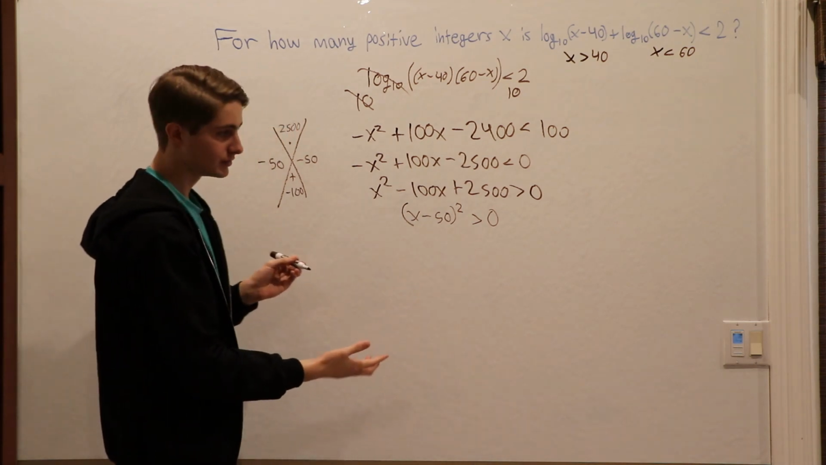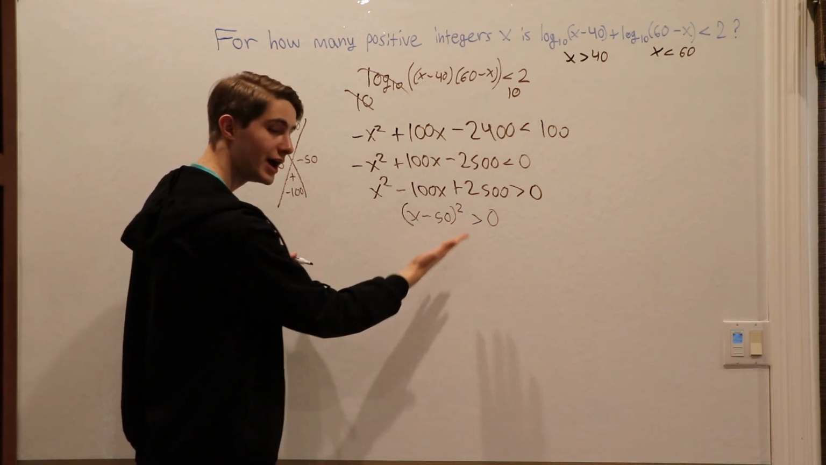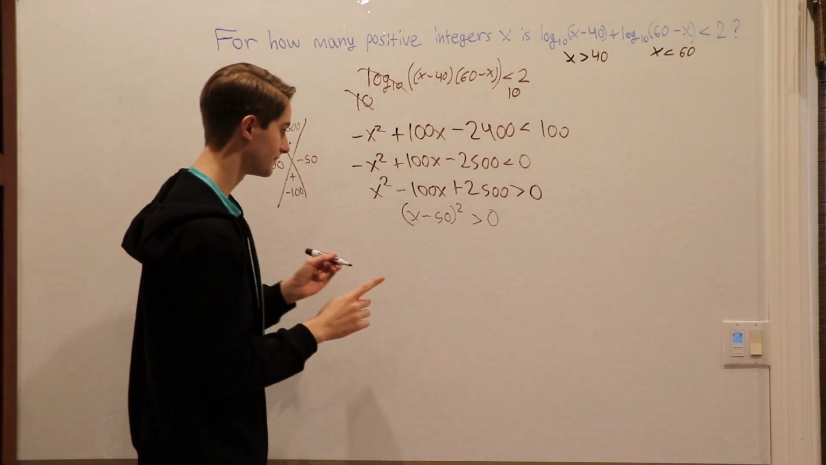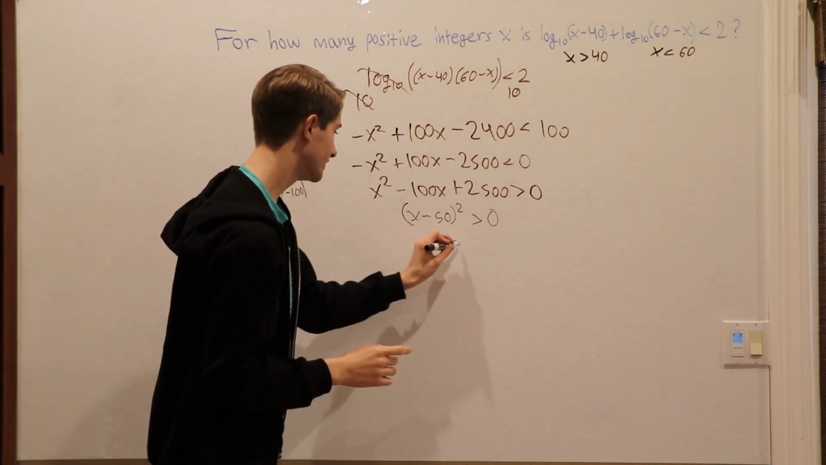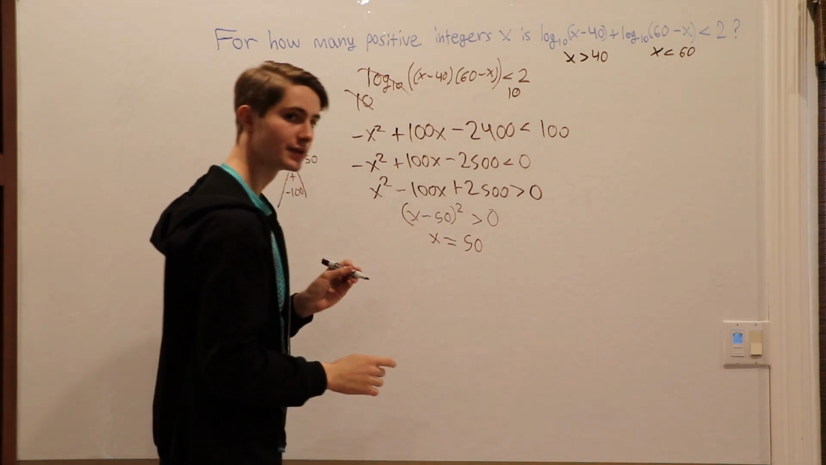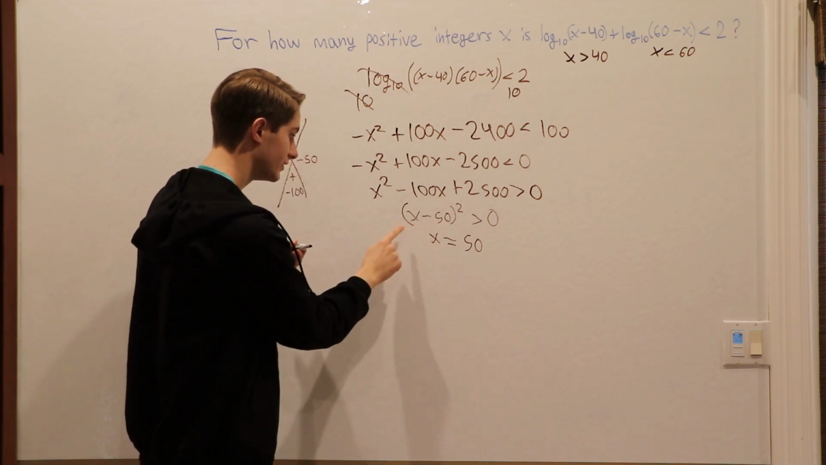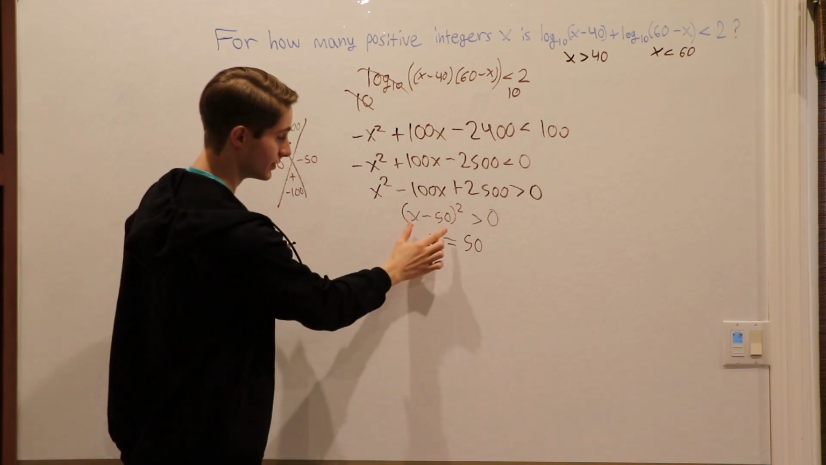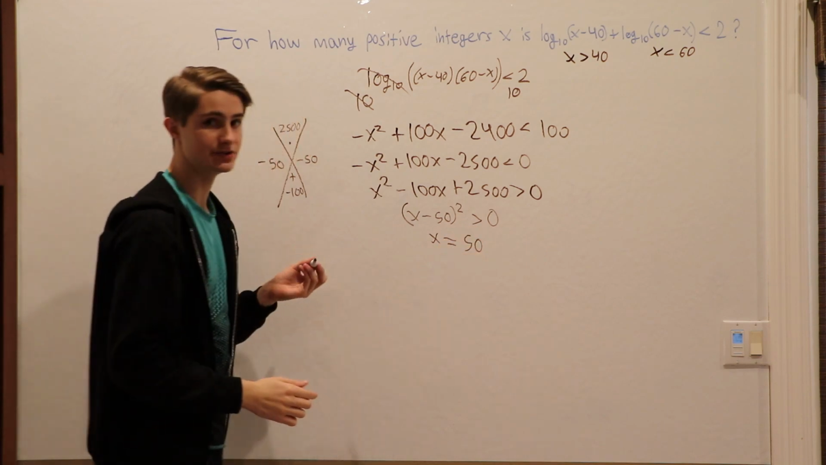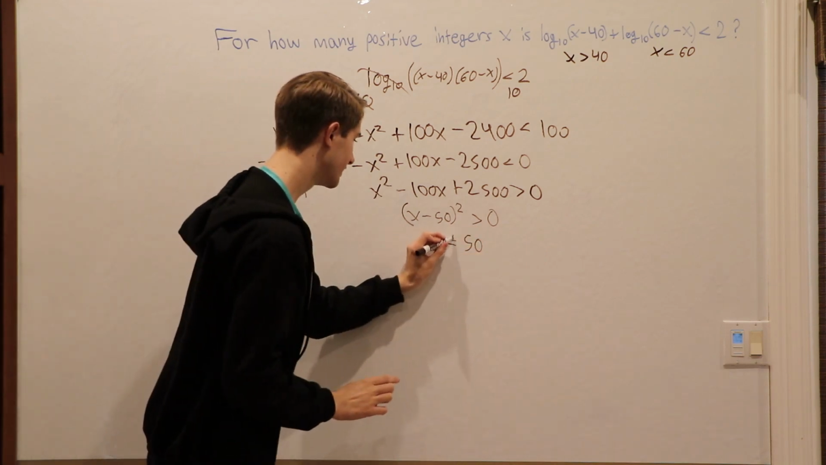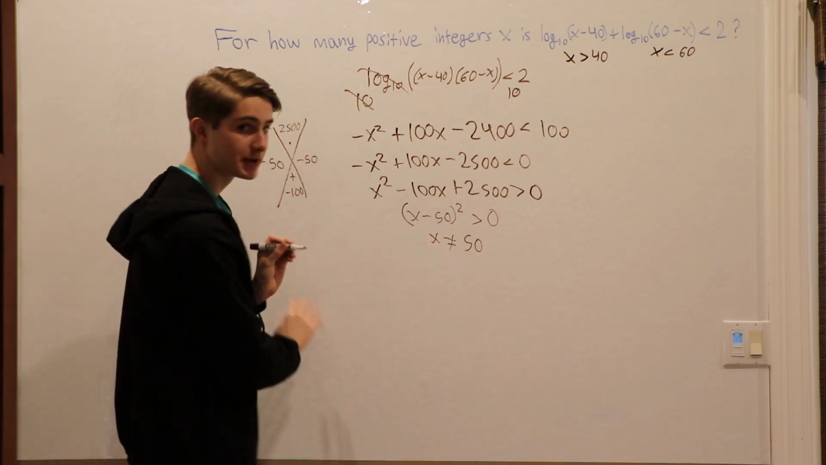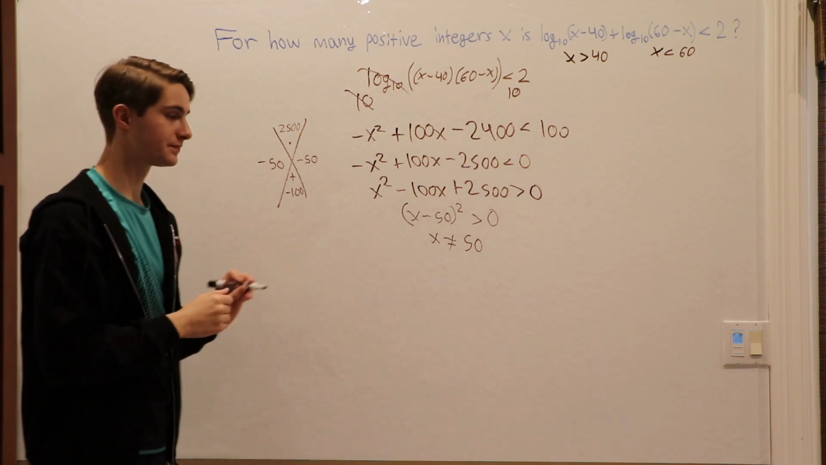Now when is this true? This is true everywhere except for one place, which is if x is equal to 50, we get 50 minus 50 squared, which is 0, and 0 is not greater than 0. So we know x cannot be equal to 50, but it can be equal to anything else.